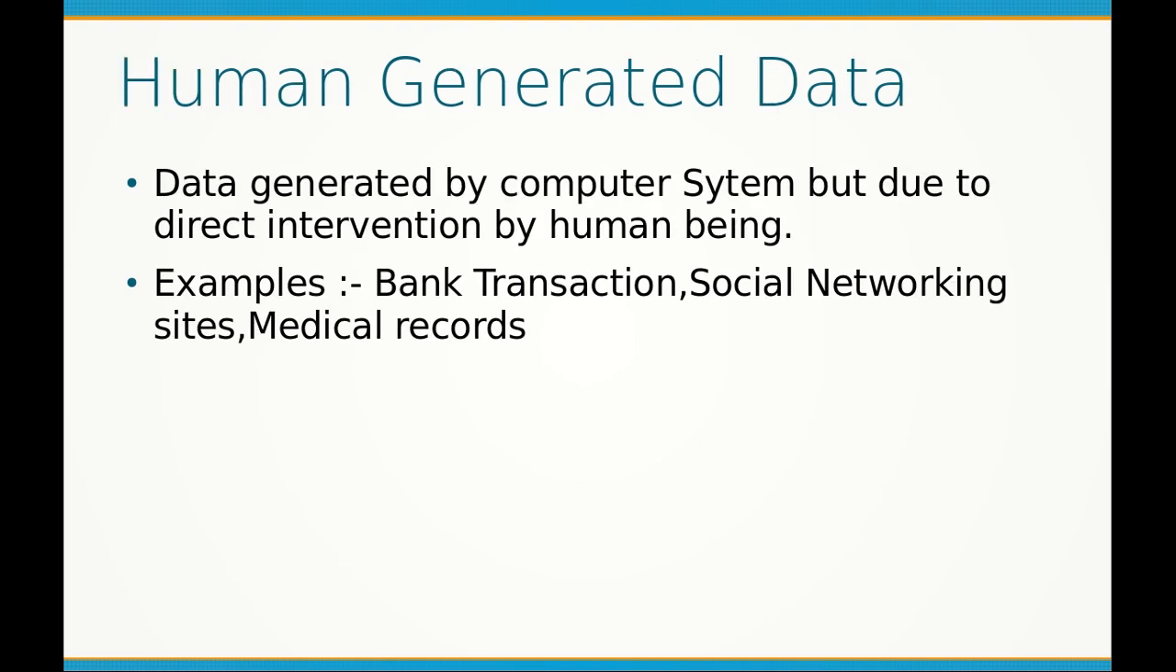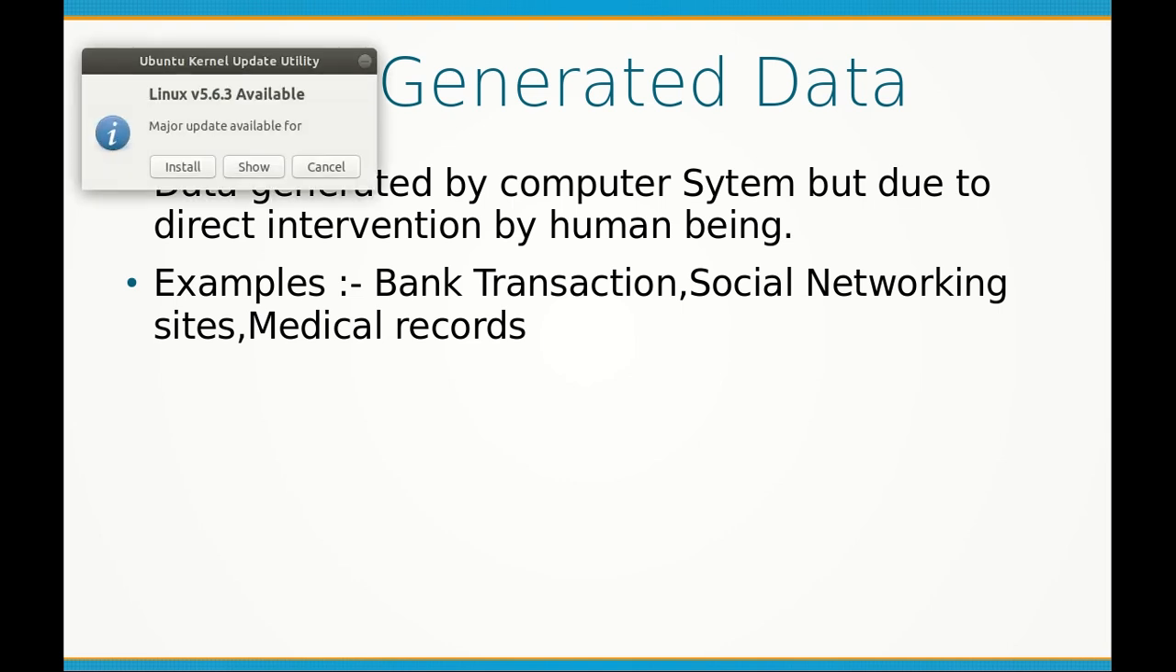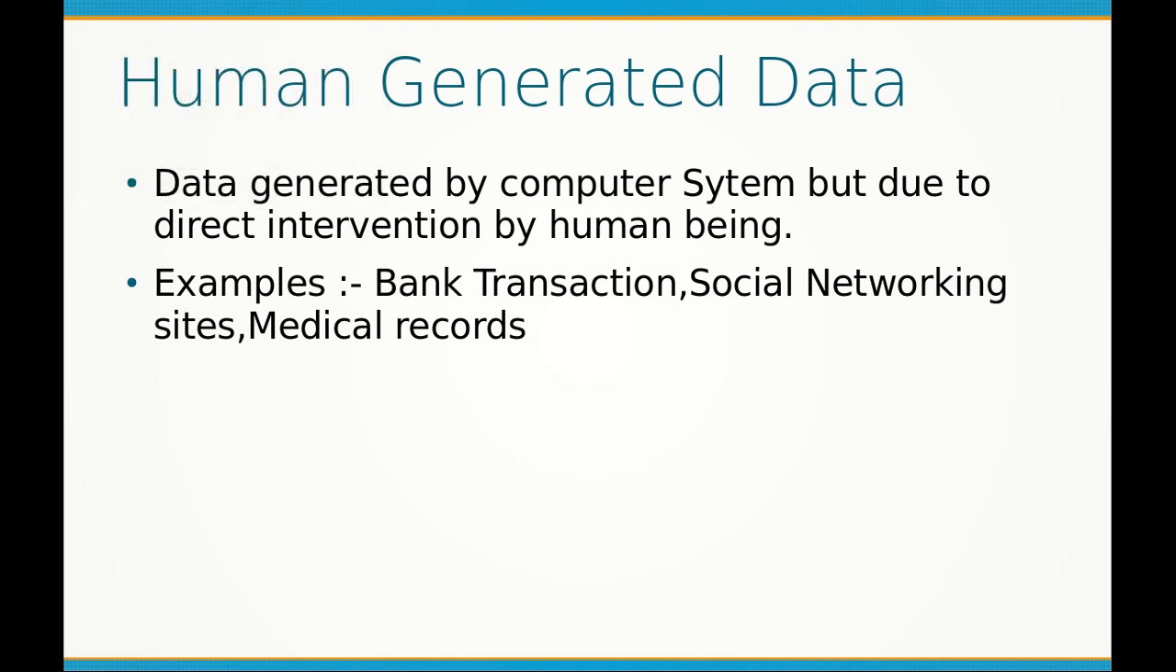So what is human generated data then? It is data generated by a computer system but due to direct intervention by a human being. Direct intervention means this data also gets generated by a computer system, but a human has some interference in generating it. For example, bank transactions, social networking sites and medical records.